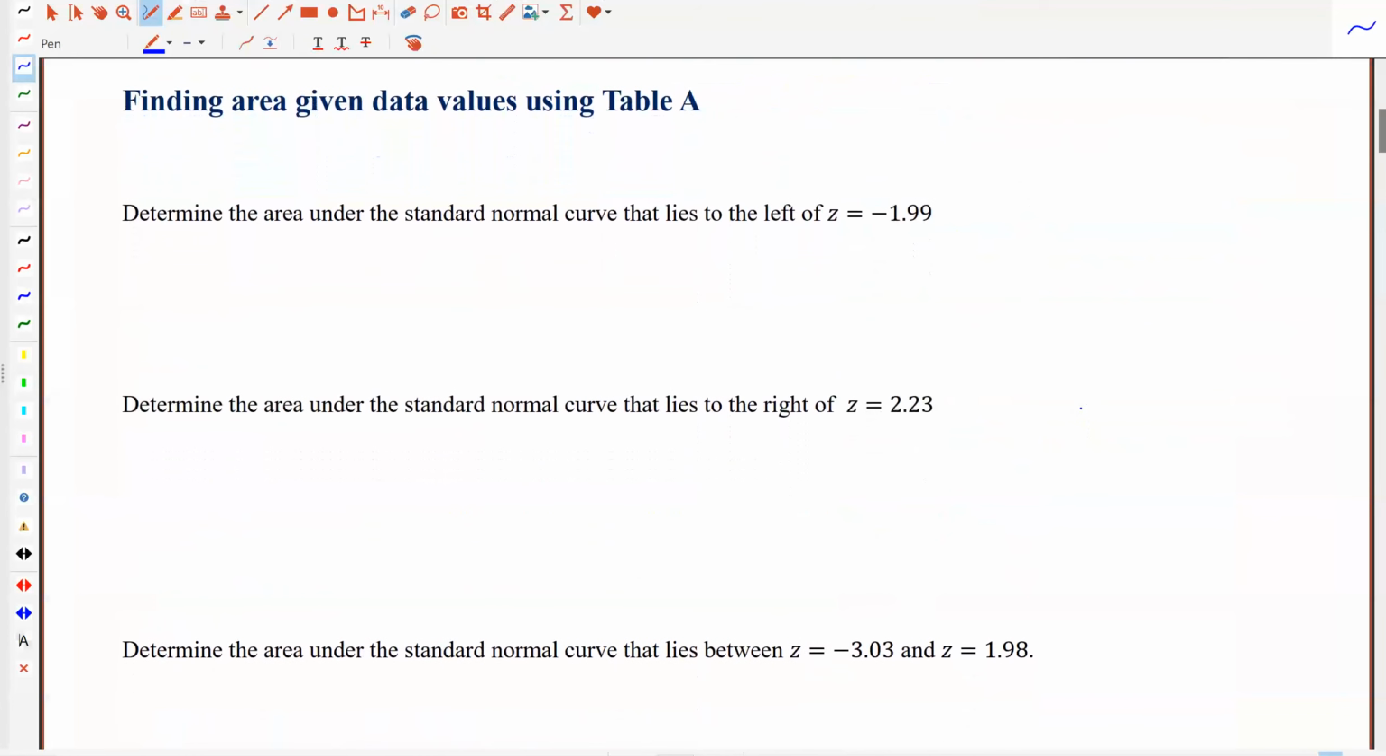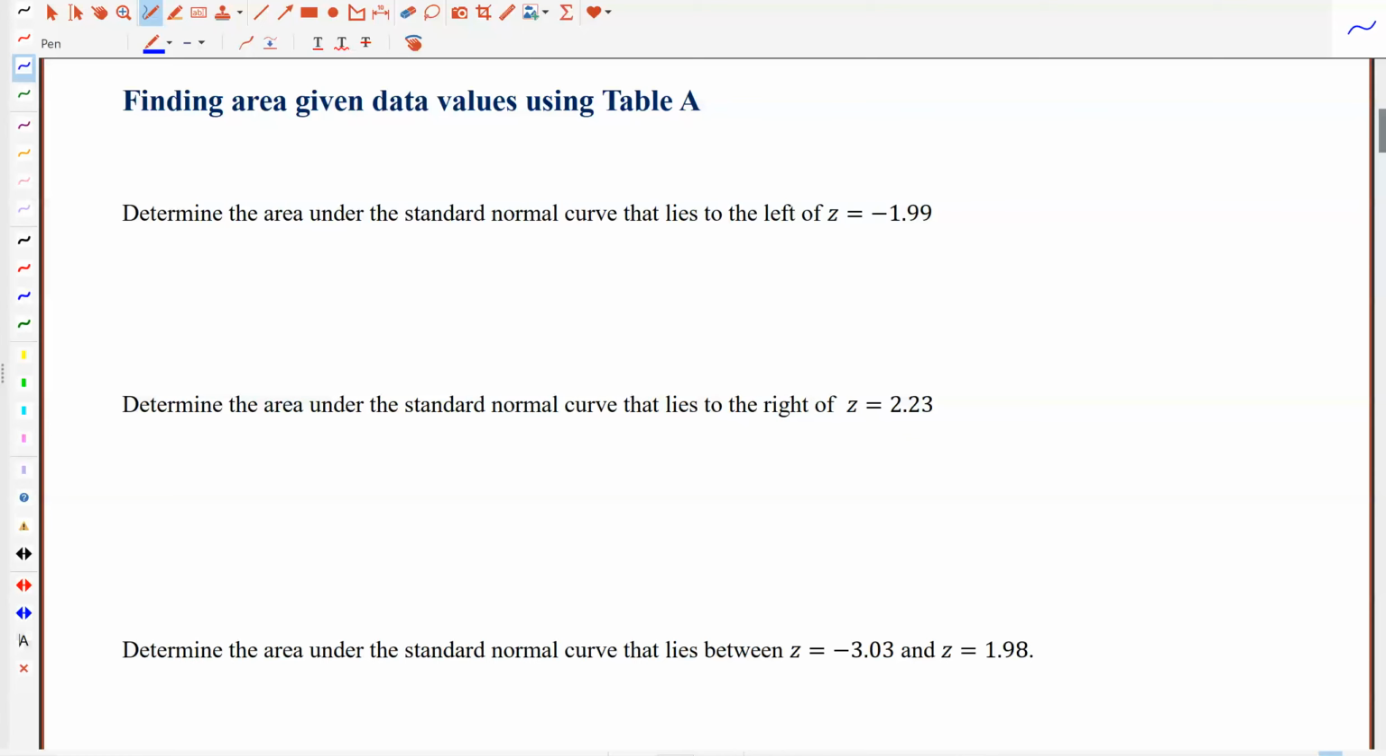So remember, our goal is, for these ones, we're just going to start by working with z-scores, and given a z-score, I want to find the area under the curve that satisfies certain conditions, and I'm going to use table A to find that area. So our first example is going to ask us to determine the area under the standard normal curve that lies to the left of z equals negative 1.99.